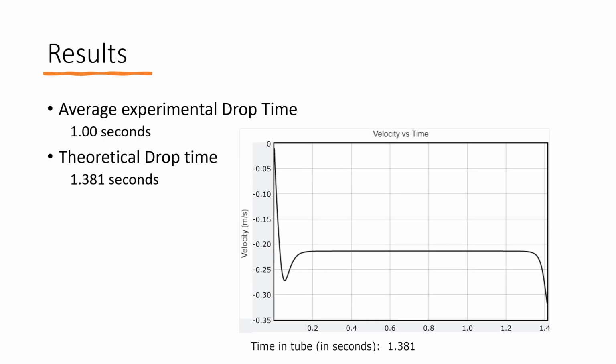So experimentally, my average drop time was 1 second, and the theoretical drop time found by GlowScript was 1.381 seconds. And then the velocity versus time graph from GlowScript that was generated is on the right.